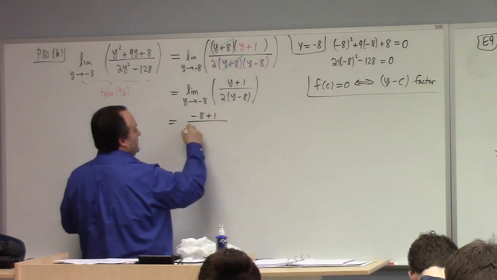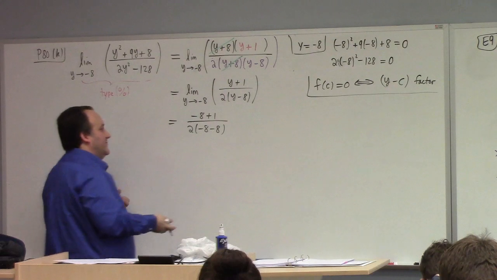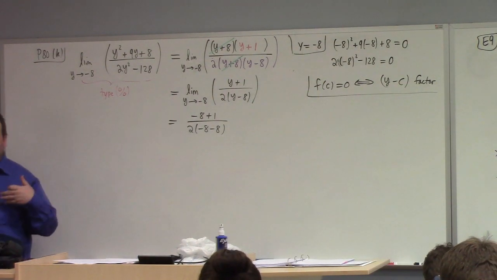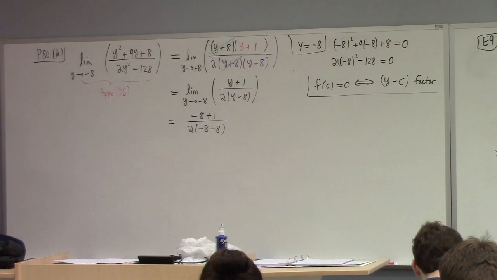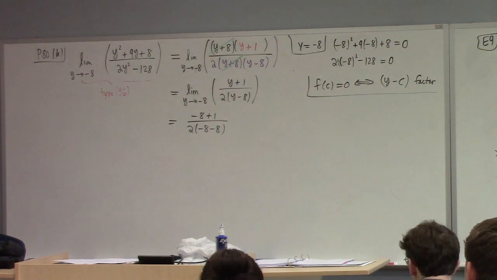plus 1 over 2 minus 8 minus 8. Now you might say, wait a minute, this seems rather hypocritical on your part. At the start of this whole business, you said don't write equals and plug the number in, but now you're writing equals and plugging the number in. What's the difference between now and earlier in my thought process? The difference is now I know where I'm going.